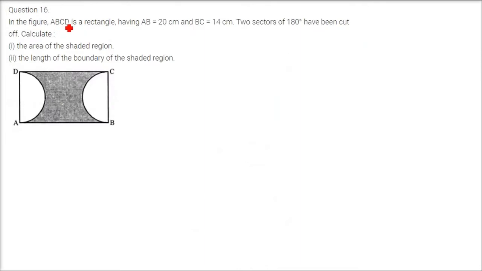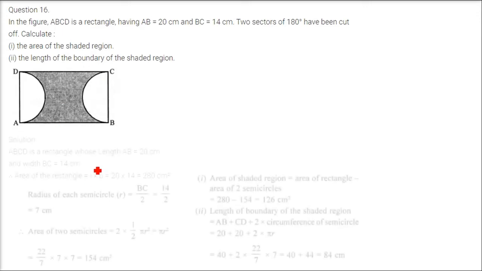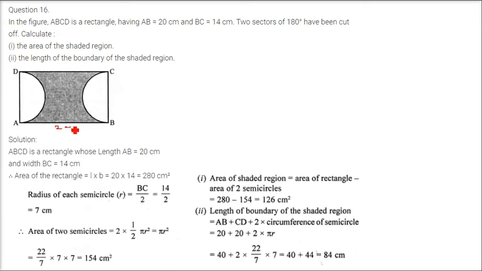In the figure, ABCD is a rectangle having AB equal to 20 centimeter and BC equal to 14. Two sectors of 180 degrees have been cut off, so these are two semicircles. You have to find the area of the shaded region and the length of the boundary of the shaded region. So now the boundary has to be found out.